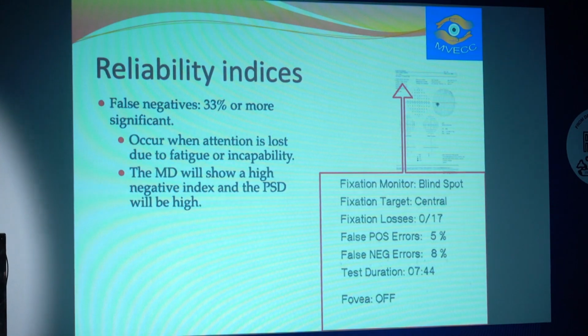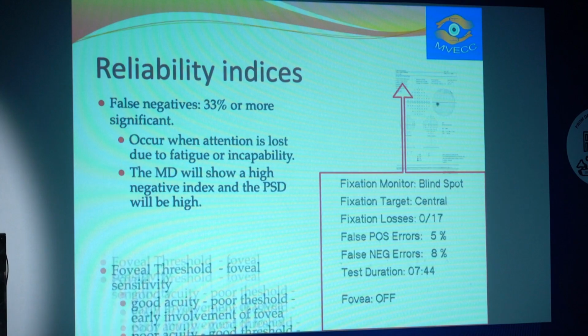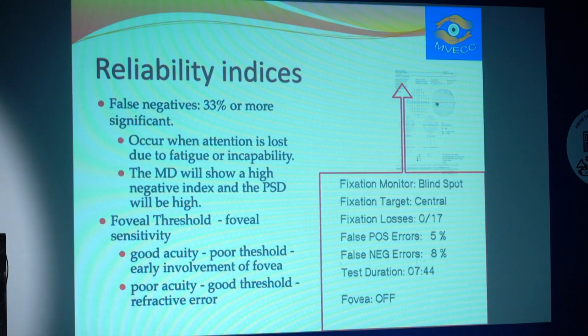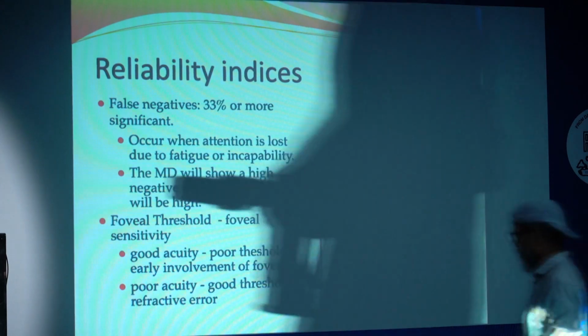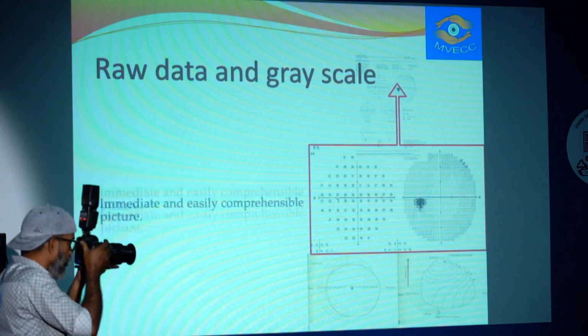What the patient does here is he sees the stimulus and doesn't respond. It could be because of the fatigue or incapability. The mean deviation will show a negative high value. Also, the pattern standard deviation would be pretty high. The foveal threshold, if there is a good visual acuity, poor foveal threshold, it shows early involvement of fovea. If there is a poor visual acuity, good threshold, it points towards a refractive error.